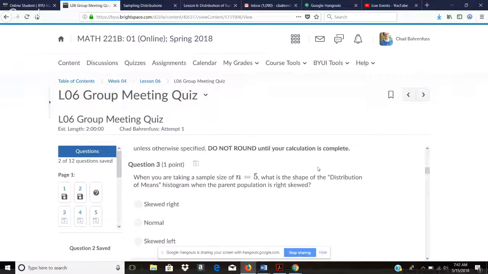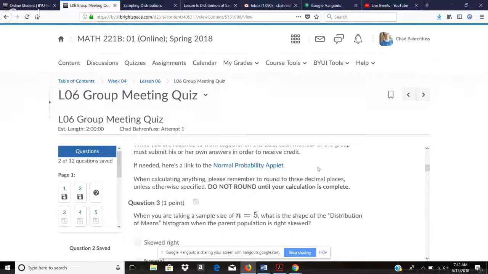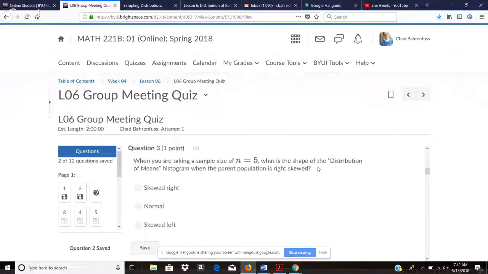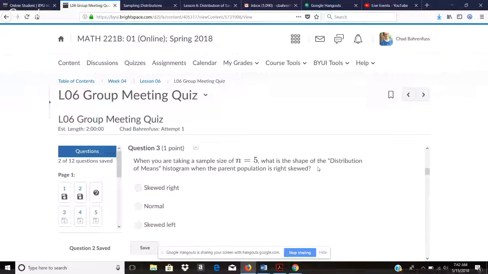Question 3 is the normal probability. So when you're taking a sample size of the mean equals 5, what is the shape of the distribution of means histogram when the parent population is right skewed? Yeah, so I took notes. Let me look. I think I put normal.